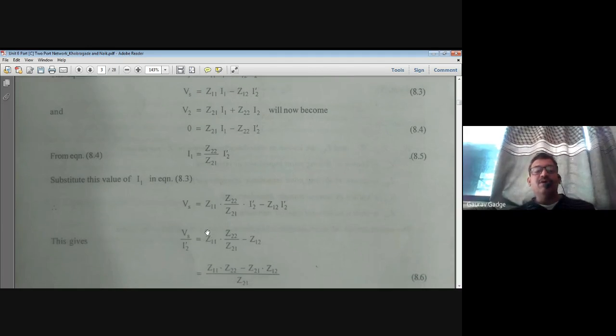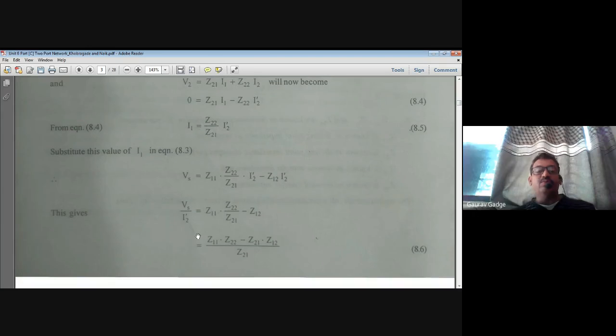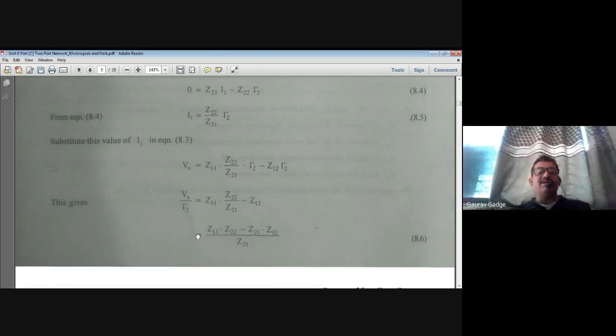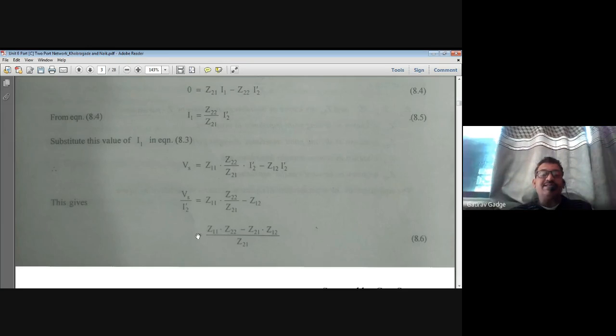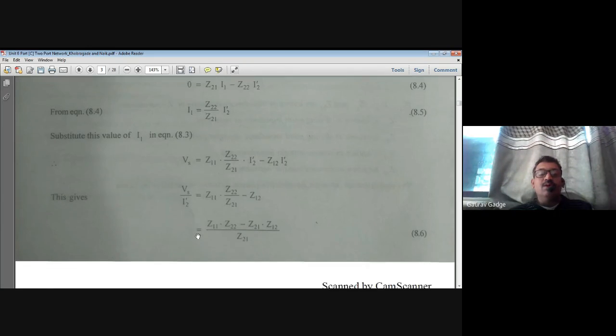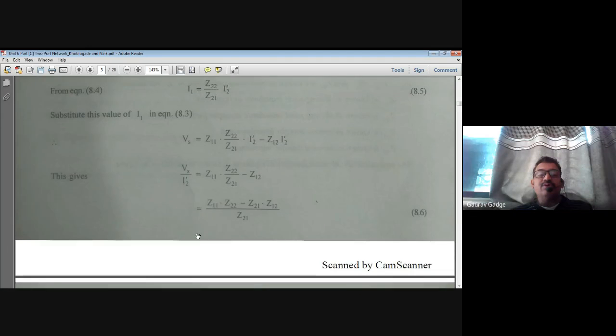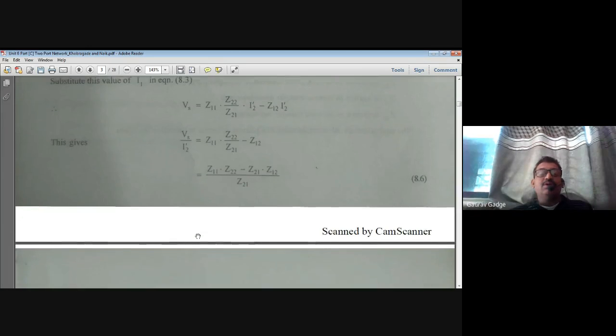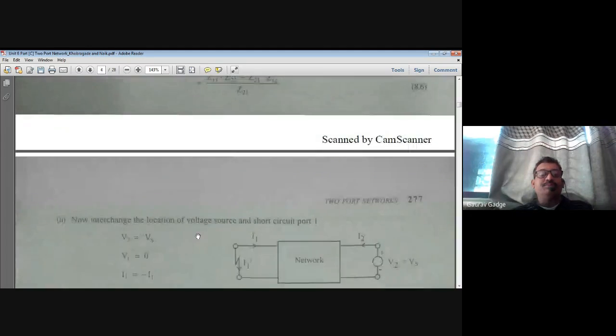You get Vs is equal to this, and by taking I2 dash common, what we are getting is Vs upon I2 dash. It means it relates what? The input source voltage with the short circuited current on the secondary port, that is secondary side. So Vs upon I2 dash is equal to this.